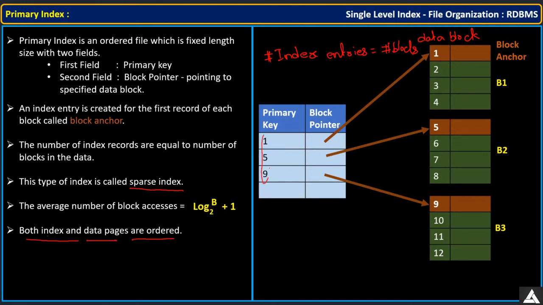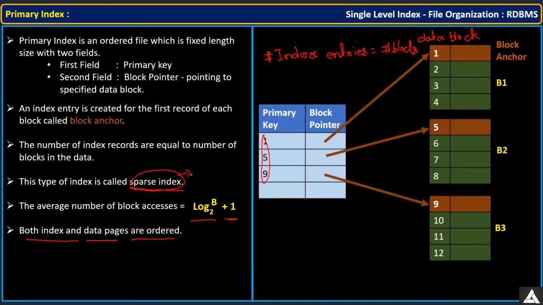So you can see this data is ordered and this data is also ordered in the data pages. That is another thing actually. Now, very importantly, in the primary index, the average number of block accesses is log b plus 1. So b is the number of blocks here. Why is it log b? Because it is a sparse index we are using.